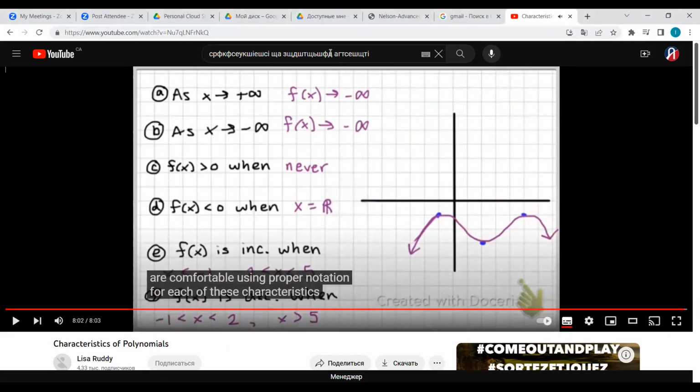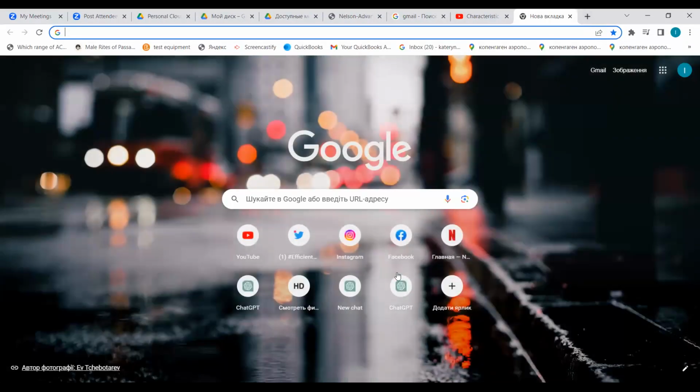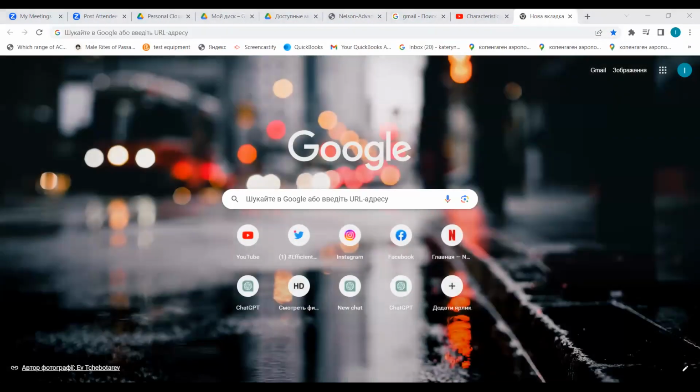So I hope you got a great overview of this topic, and I suggest we move on to our reading material and take a look at a few examples that we have. Question number 1: describe the end behaviors of each function, the possible number of turning points and the possible number of zeros. Use these characteristics to sketch a possible graph of the function. In example A, we'll review only one example.